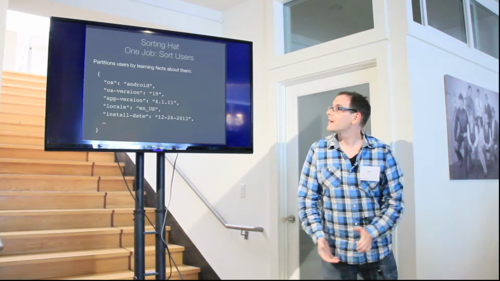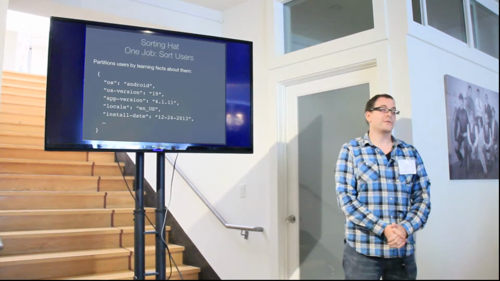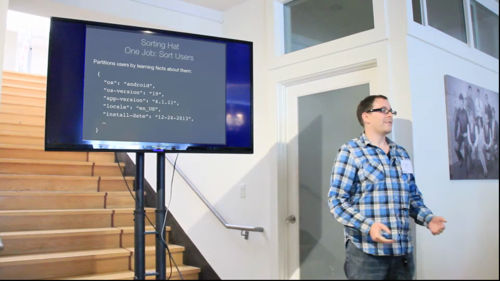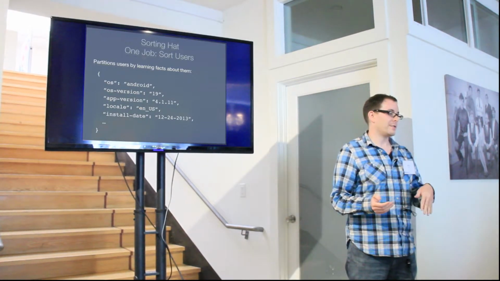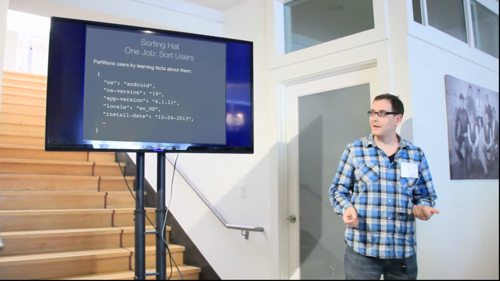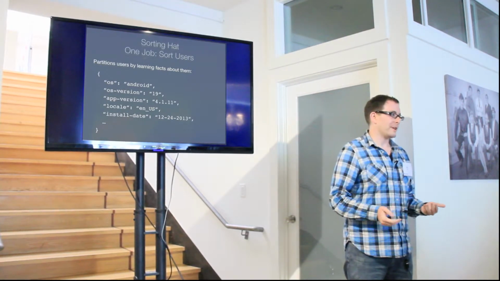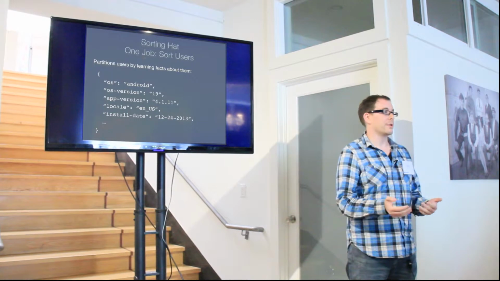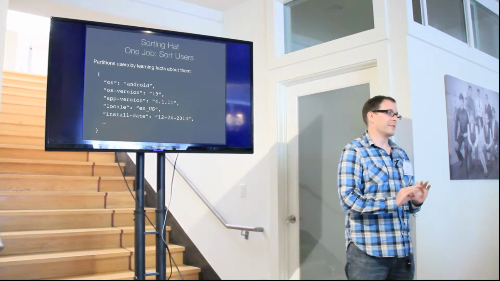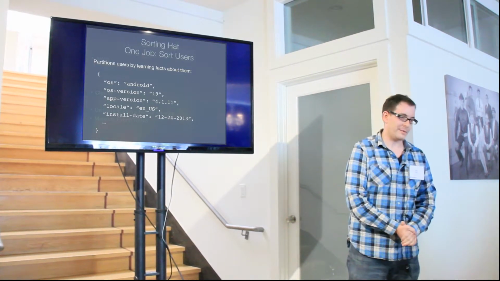A Sorting Hat partitions users by learning facts about them. A fact is anything that a client sends to the system. It could be things like the operating system, the app version, the sign-up date, how many photos they have, how many photos they've imported in a given session. It could be literally any data, and we can match on it.